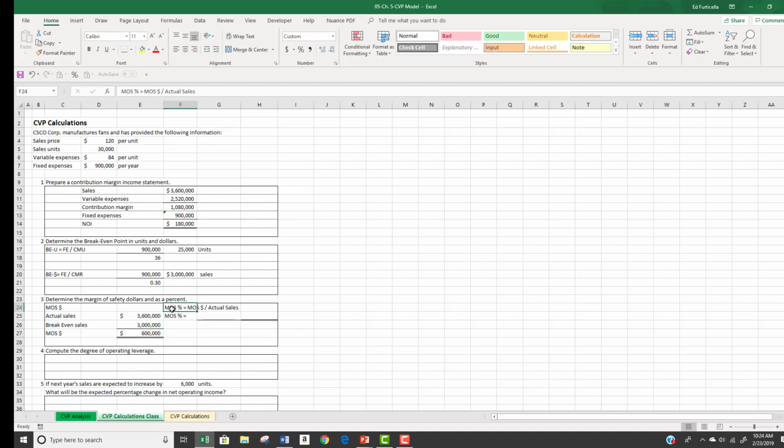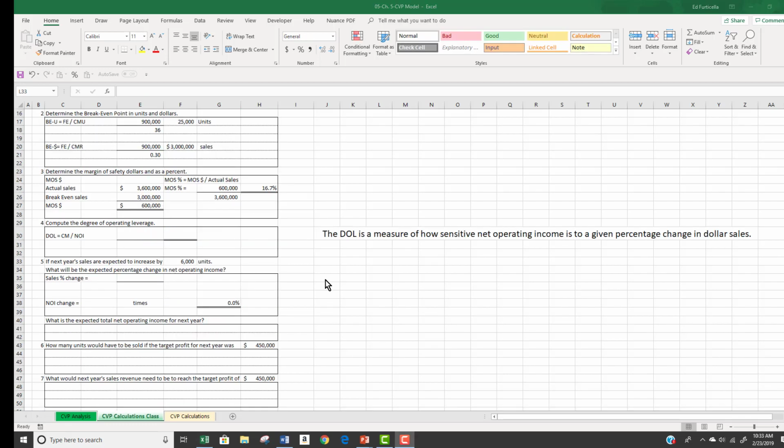Now you calculate margin of safety percentage by taking the margin of safety dollars and dividing it by the actual sales. So again, the margin of safety dollars is 600,000. The actual sales, 3,600,000. I'm going to do the division, and I'm going to get 16.7%. So the way that's interpreted is that our sales could drop 16.7%, and we would still break even. If we have a sales drop greater than 16.7%, we're going to start losing.